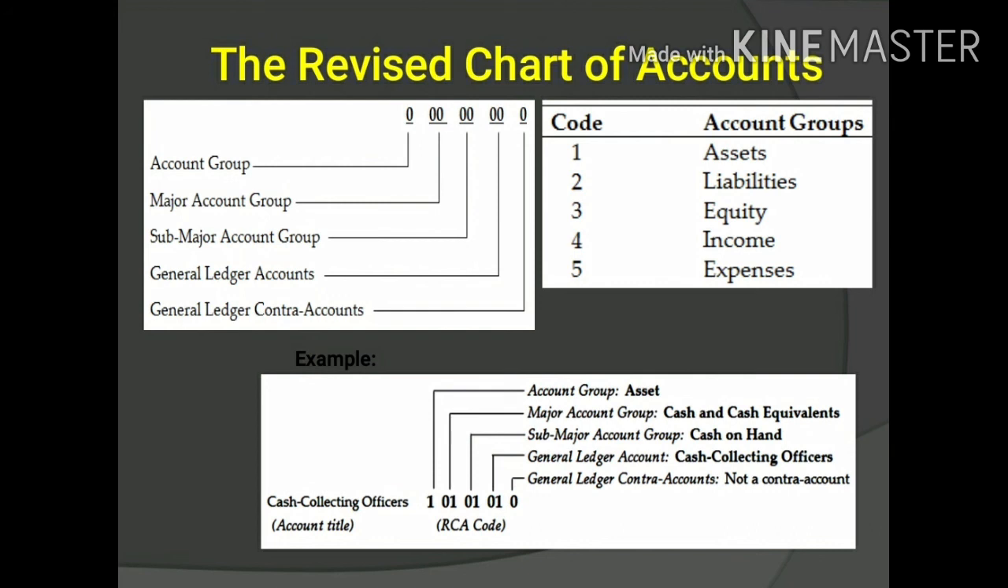3. The submajor account group represents classification within the major group. For example, for cash and cash equivalents, cash on hand, cash in bank local currency, cash in bank foreign currency, etc. 4. The general ledger accounts represent the accounts to be presented in the detailed financial statements, for example, cash collecting officer, petty cash, etc. This is composed of 2 segments. The first 2 digits from the left is the general ledger code, and the last digit is reserved for contra accounts like allowance for impairment, accumulated depreciation, etc.